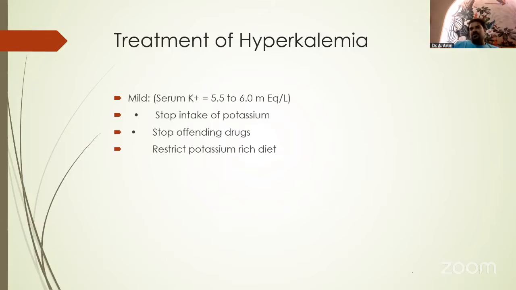Potassium-rich sources include bananas. They include coconut water. Those are the common ones that even athletes use. But like I said, this salt that is rich in potassium, that is also something that we have to rule out.